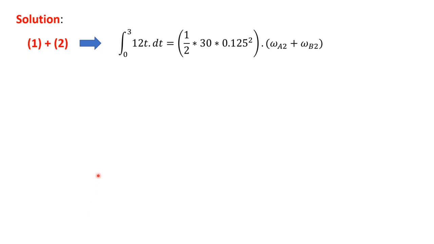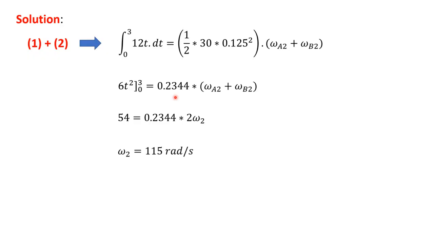We know that when we add them, omega 2A is equal to omega 2B, so this can be 2 omega directly. Don't worry about that. We continue with the integration. We're going to have 12 multiplied by t squared divided by 2, which is 6t squared from 0 to 3. This will be equal to 0.2344 times omega A2 plus omega B2, which are the same. So we can simply say that 54 is equal to 0.2344 multiplied by 2 omega.